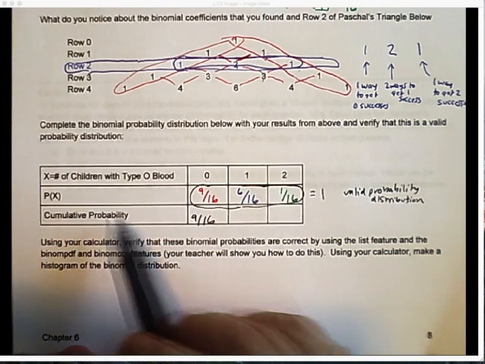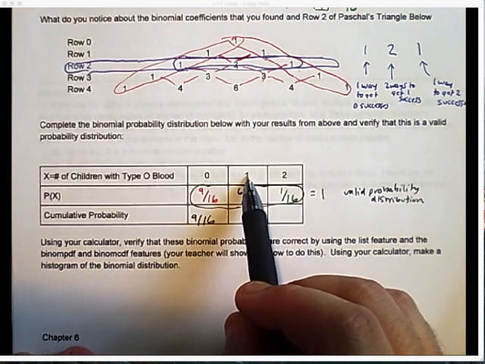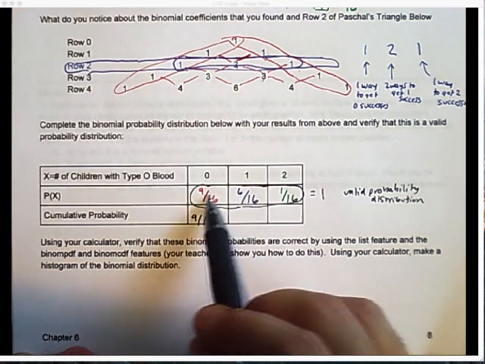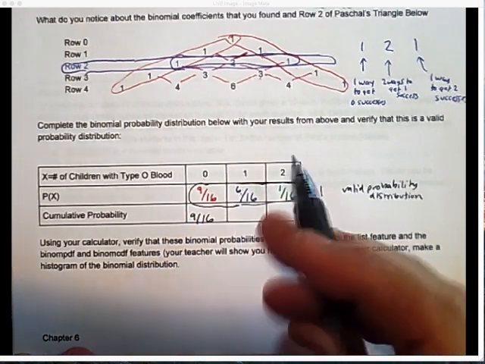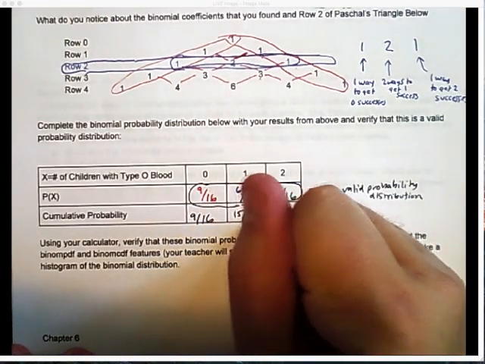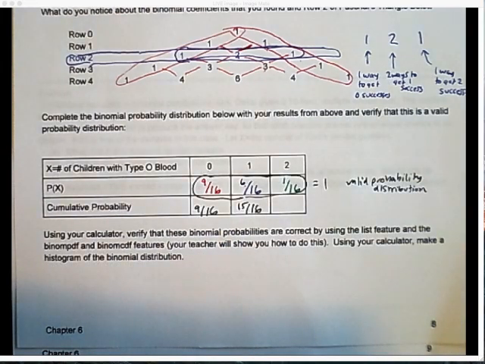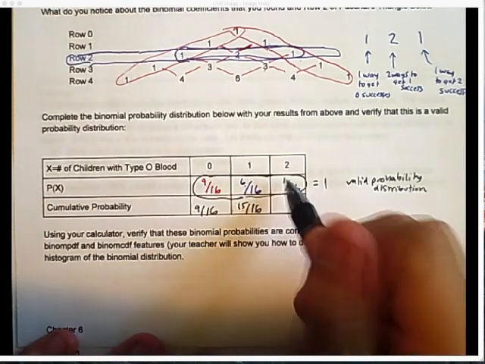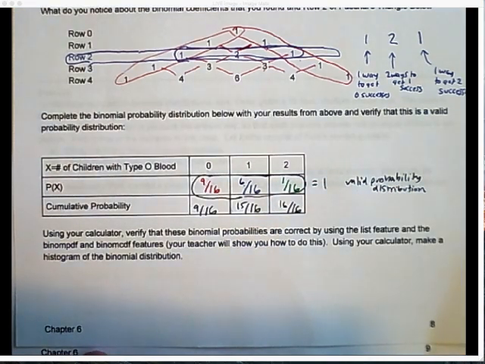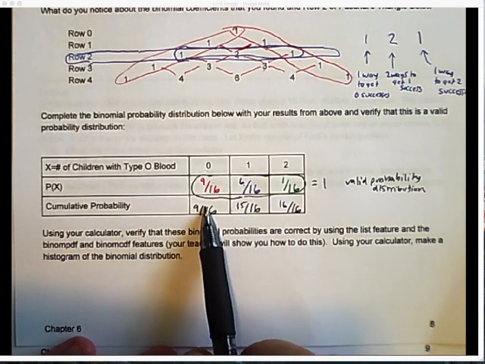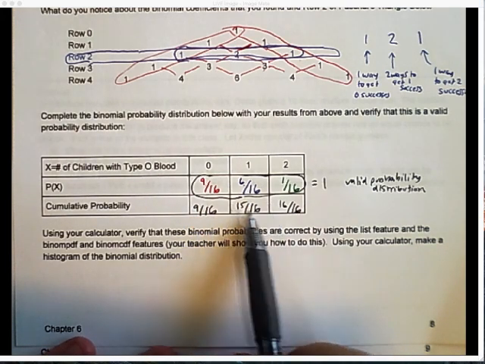Now, what's the cumulative probability that 1 or less? Add these numbers together. Okay, so take 9/16 plus 6/16, that's 15/16. Okay, and now take 15/16 plus 1/16 and you get 16/16. So the probability that 1 or less children have type O blood is almost everybody.